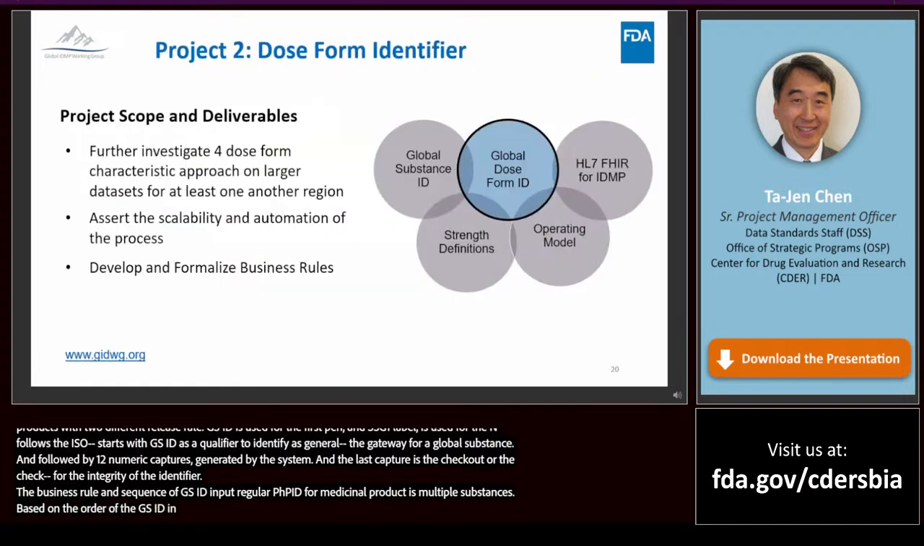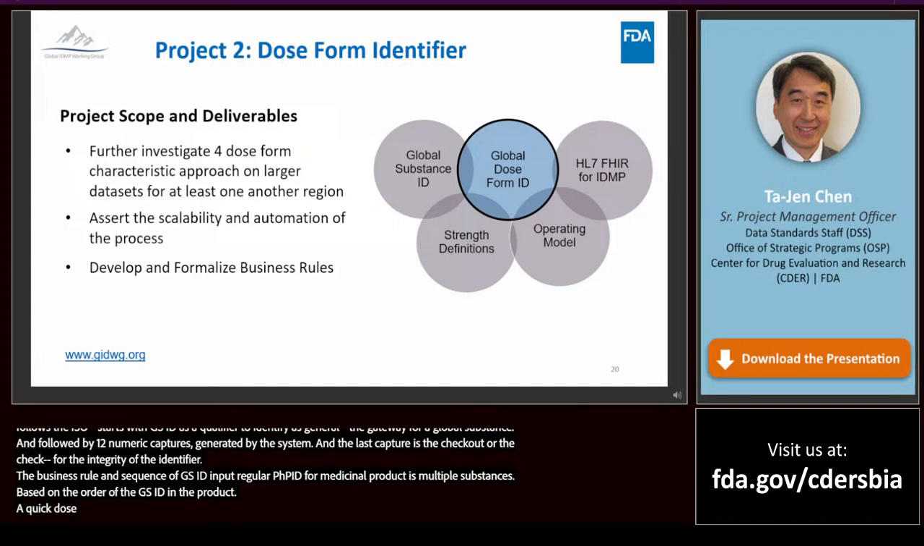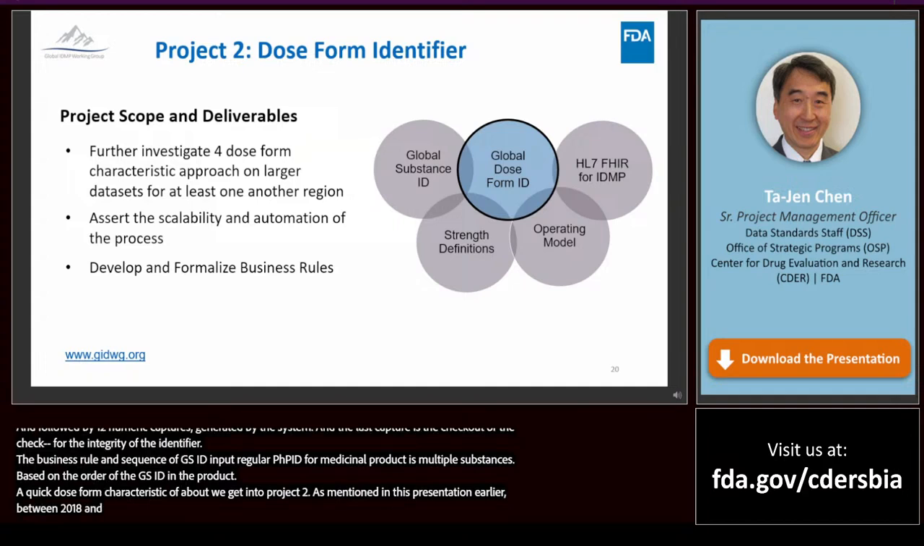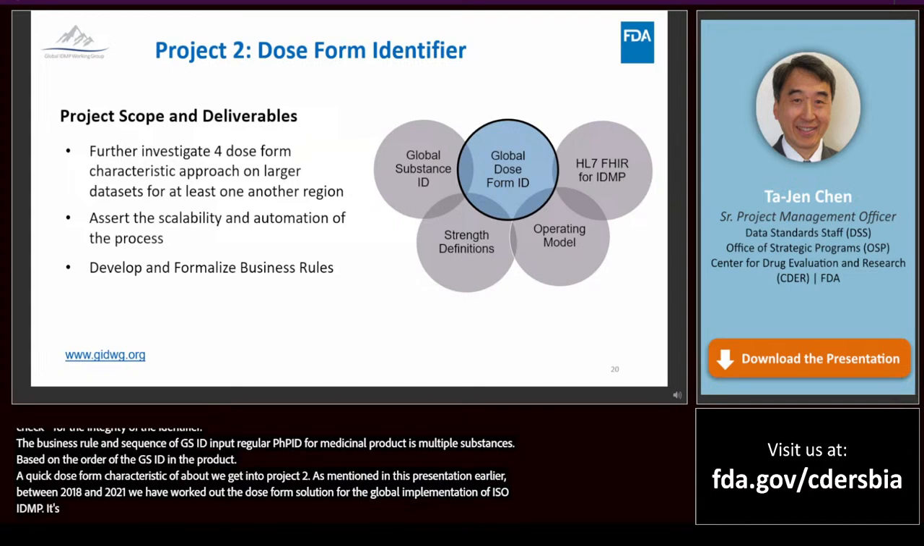A quick background on dose form and dose form characteristics before we get into Project 2. As Ron mentioned in his presentation earlier, during 2018 and 2021, we have worked on the dose form solution for the global implementation of ISO IDMP. Dose form, or some kind of representation of dose form, is needed to generate level 3 and level 4 PHP-IDs.